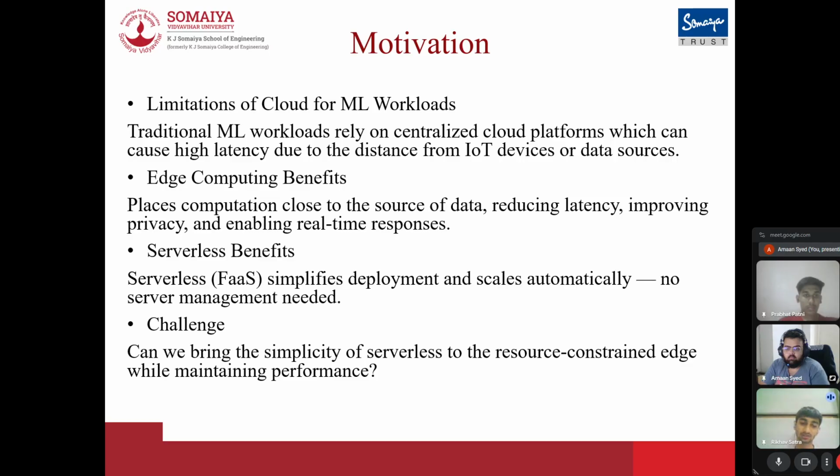So the big question is, can we combine the magic of serverless computing and the speed of edge computing so that even small local devices can run powerful applications quickly and easily? This research paper explores whether technology which was designed for big cloud data centers can work well on smaller local edge devices without slowing things down.